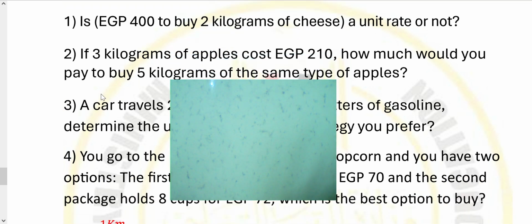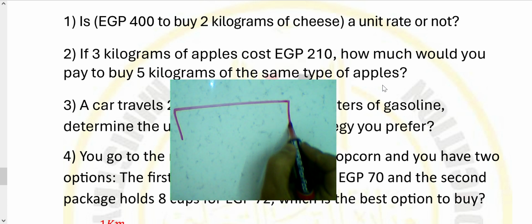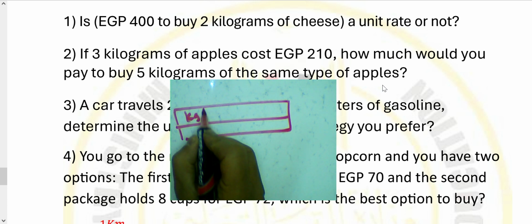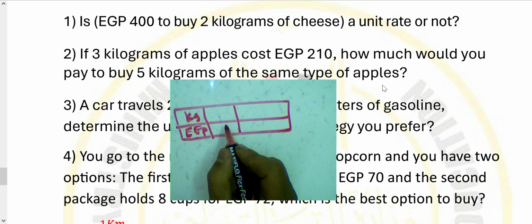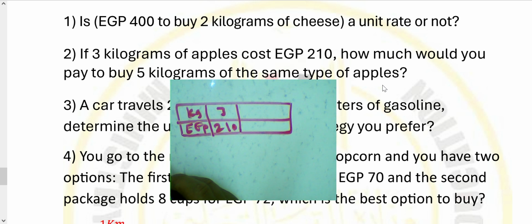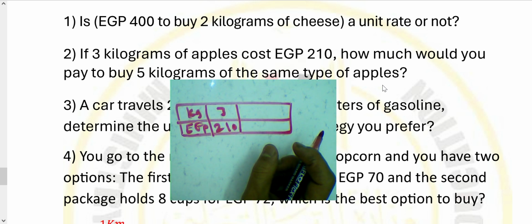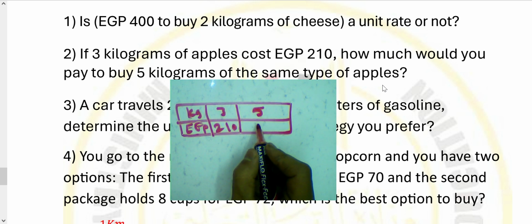Next question, number 3. If 3 kilograms of apples cost 210 Egyptian lira, how much would you pay to buy 5 kilograms of the same type of apples? We can compare between the number of kilograms and the number of Egyptian lira. The price of 3 kilograms is 210 Egyptian lira. How much would you pay to buy 5 kilograms? What is the price?